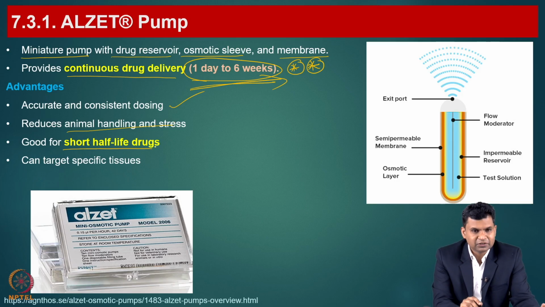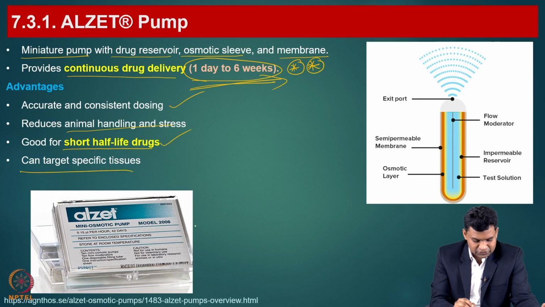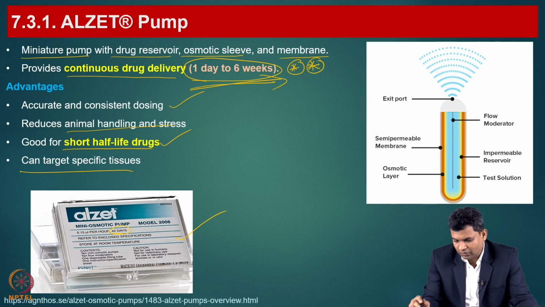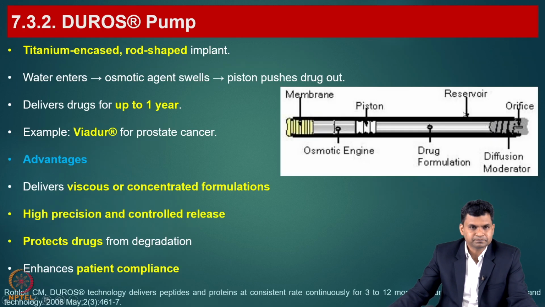And yes, this can be good for short half life drugs and can target specific tissues also. You can see the label of the ALZET mini-osmotic pumps. You can see here the 42 days can be utilized for such systems. Now, you can see here which contain the semi-permeable membrane, osmotic layer, and you can provide your solution into this. These are the impermeable reservoir, there are the flow modulators, and then you will see the release through the exit port.